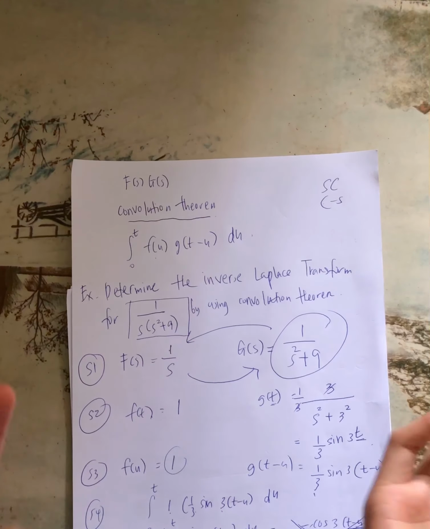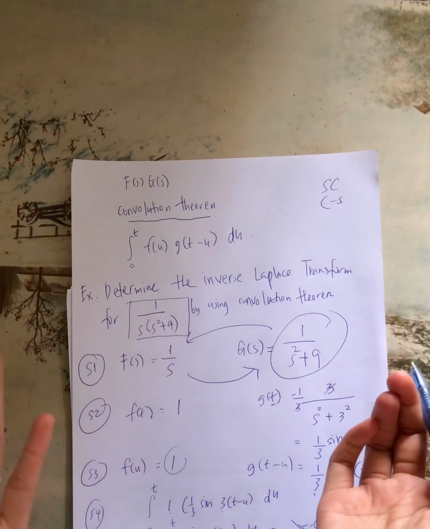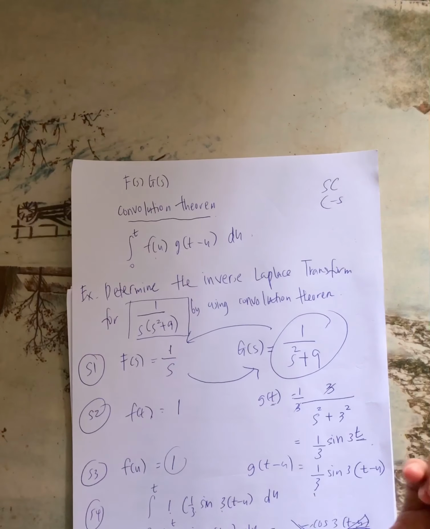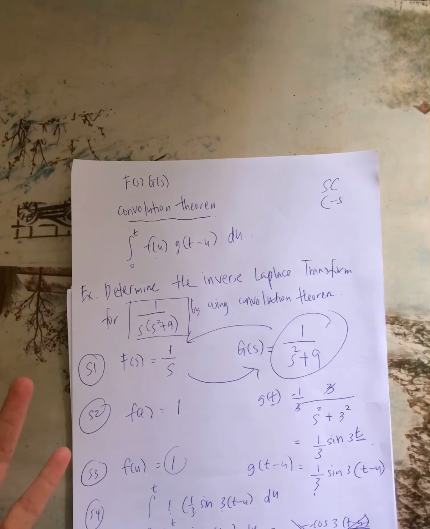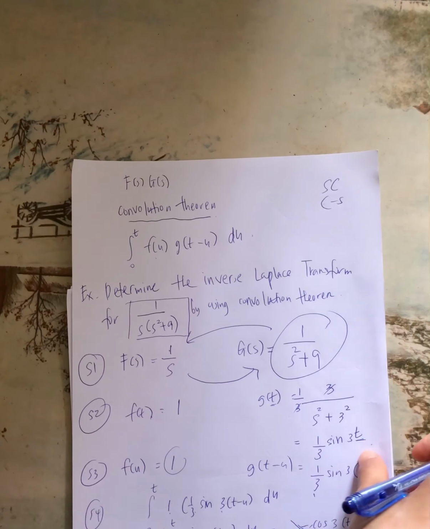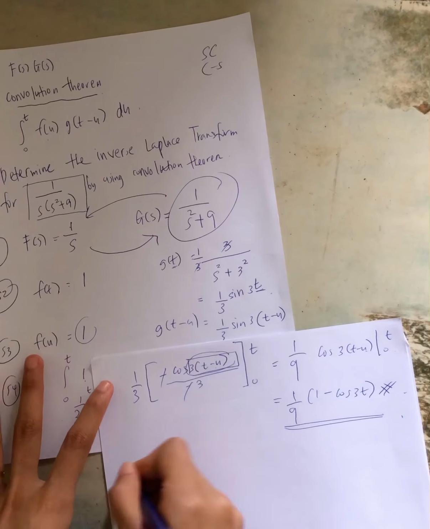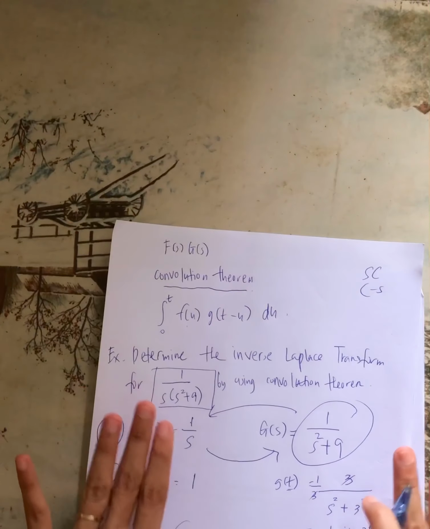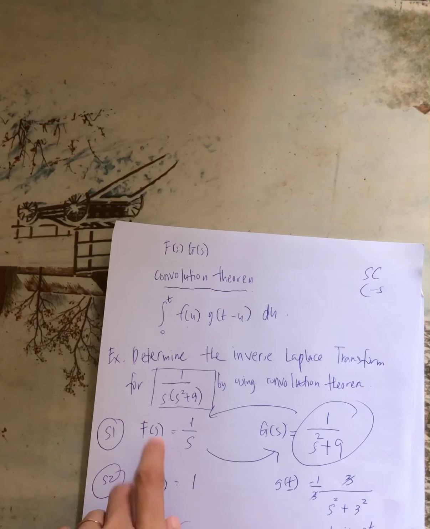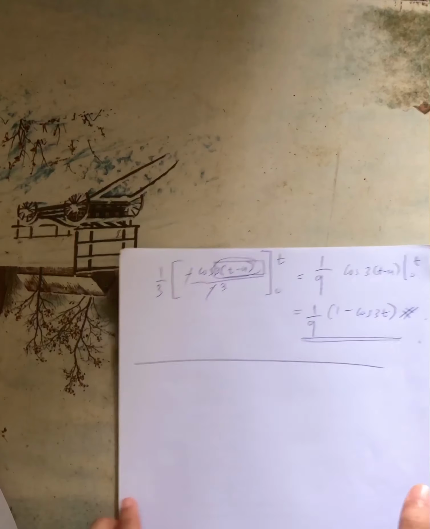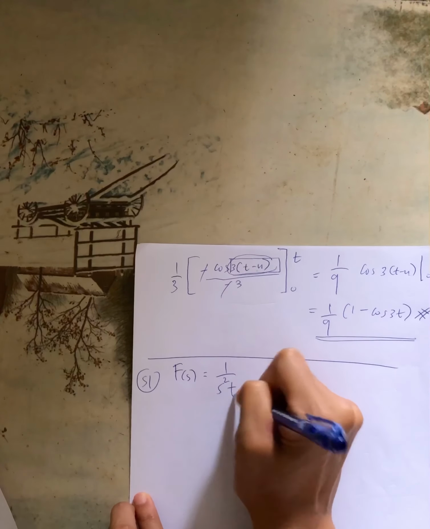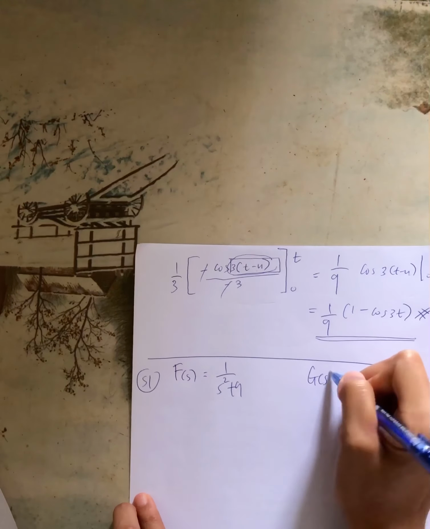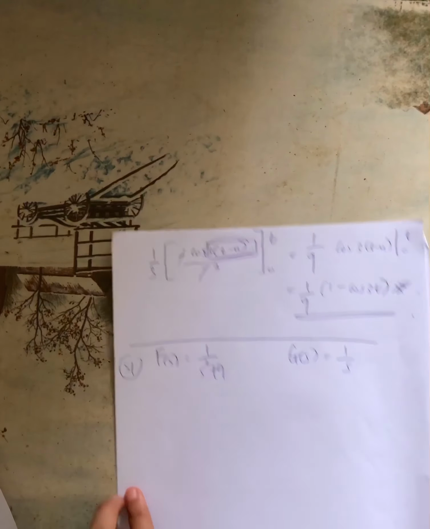So, class, the answer will be the same. It doesn't matter if you switch these two, but the final answer must be equal. How? I show you. So, if we choose F(s) as 1 over s, now you want to choose F(s) as 1 over s squared plus 9. And our G(s) is 1 over s.